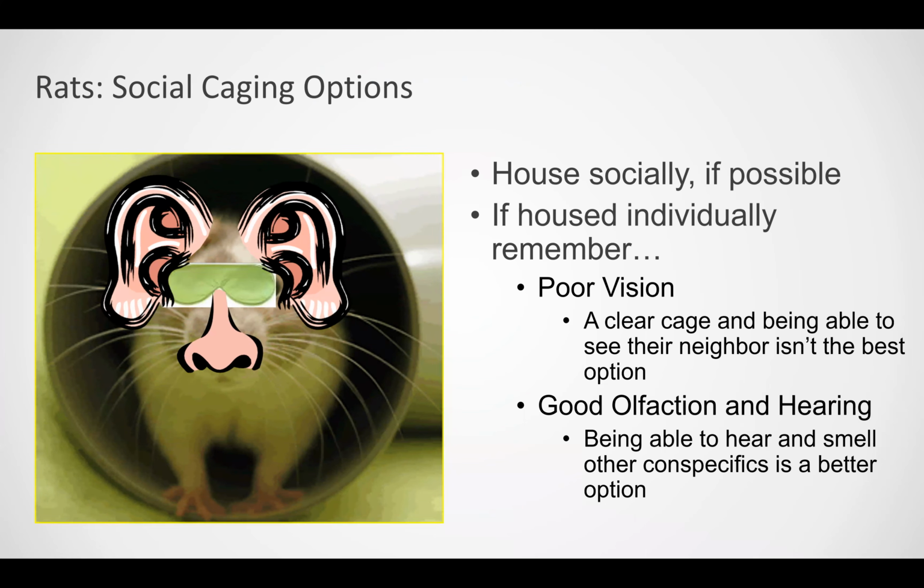Their vision is poor, so a clear cage and being able to see their neighbor isn't really like the best option because they really don't see all that well. They do have good olfaction and hearing, so if they could hear or smell other animals, other rats, then that's probably an advantage.